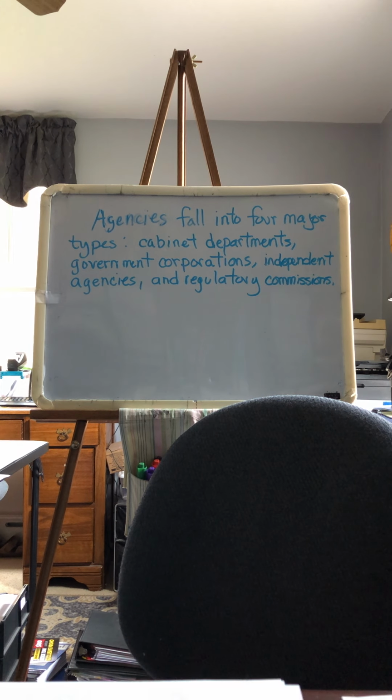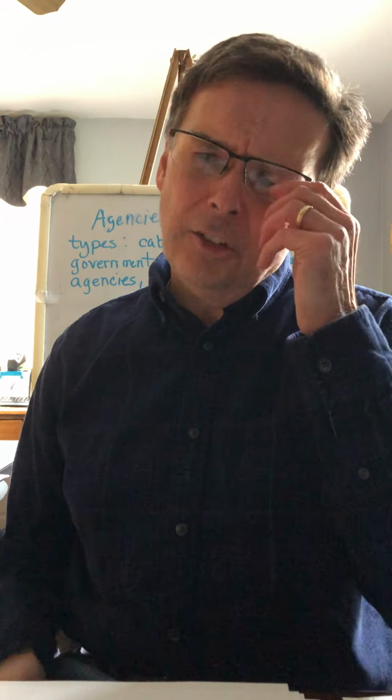So agencies fall into four major types. You got your cabinet departments, government corporations, independent agencies, and your regulatory commissions. I'm just going to talk about these briefly here. The cabinet departments, 15 cabinet departments, are major administrative units that have responsibility for conducting broad areas of government operation. And these positions account for about 60% of your federal workforce. You got 15 cabinets, 60% of your workforce.